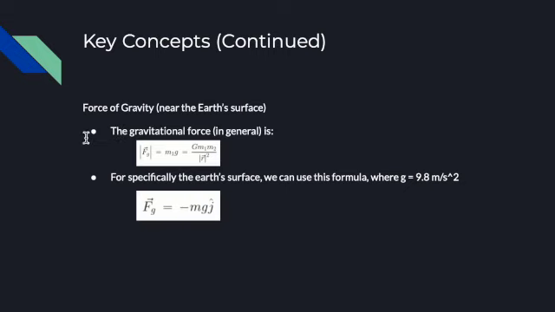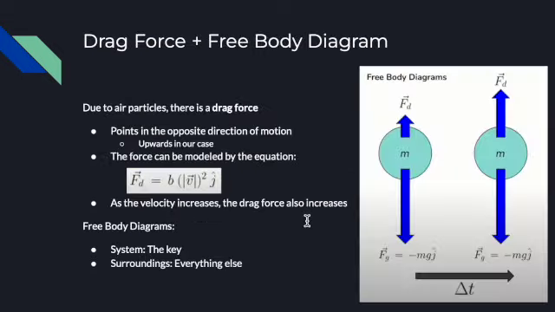And then for the force of gravity, the general equation is G times m1 times m2 over r squared. However, it can be simplified to just mg specifically near the Earth's surface, where g is equal to 9.8. And then for drag force, there is a drag force due to air particles, and it points in the opposite direction of motion. So in our instance, it's going to be pointing upwards, since the key is going to be dropped downwards, and it can be modeled by this equation. As the velocity increases, the drag force also increases, since it's directly related to velocity.